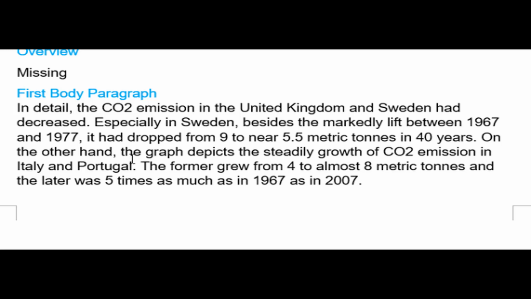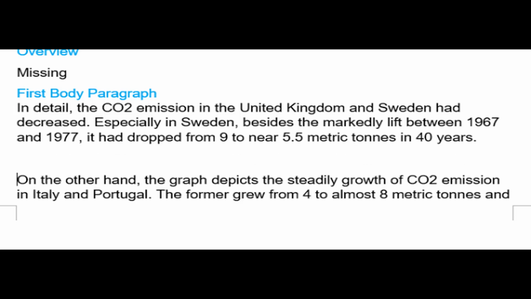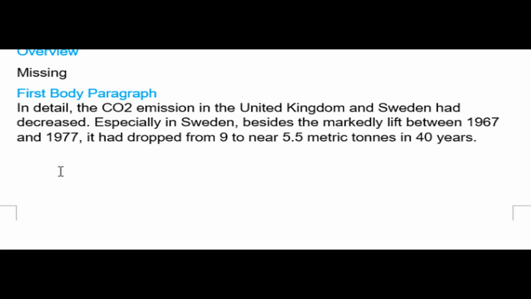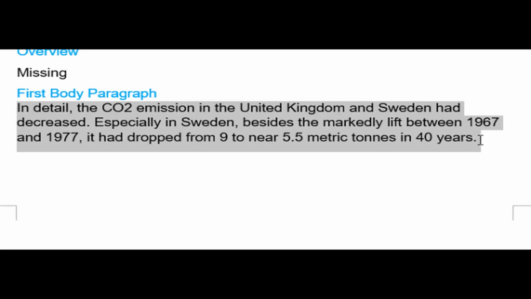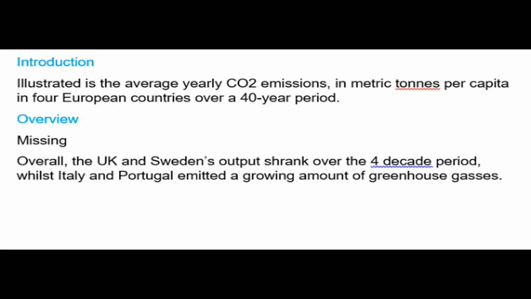On the other hand, the graph depicts the steady growth of CO2. Okay, so here we see "on the other hand." So here he is talking about the second group. So this is going to be the second paragraph. So this is basically what we have to deal with in the first body paragraph. But before we get to the first body paragraph, let's address the overview.